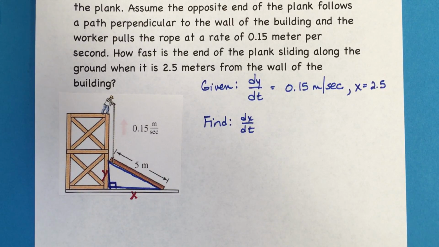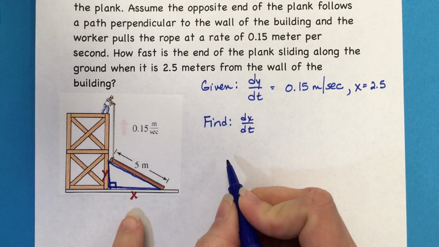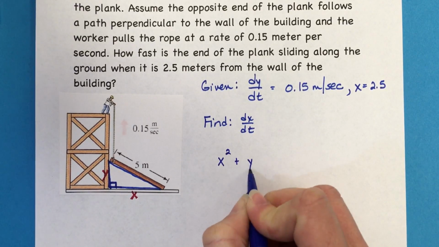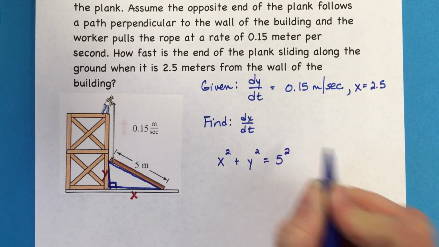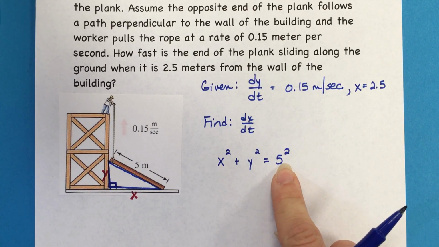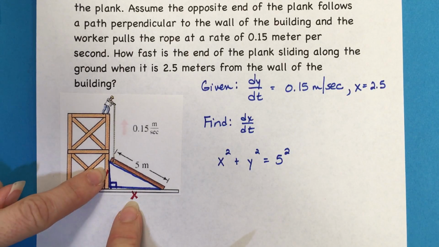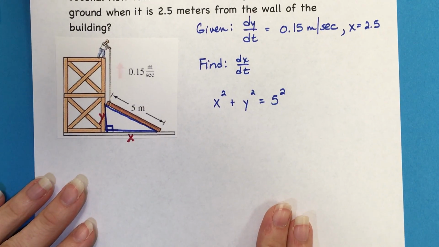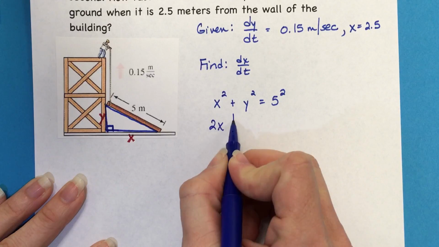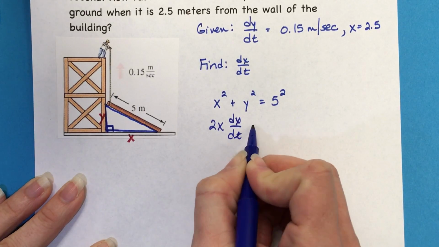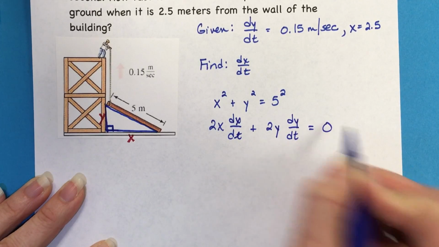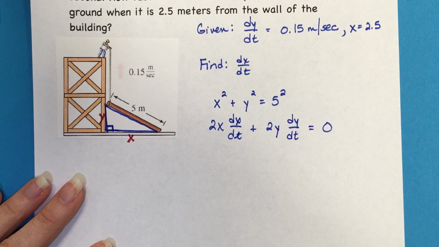All right, so again, we're still dealing with the Pythagorean theorem. x squared plus y squared equals 5 squared. And again, you're allowed to put the 5 in before you do the differentiation, because it doesn't change. x and y are changing, so you can't plug anything in for those just yet. So this would be 2x dx/dt plus 2y dy/dt, which would be equal to 0. The derivative of 25 just gives me 0.